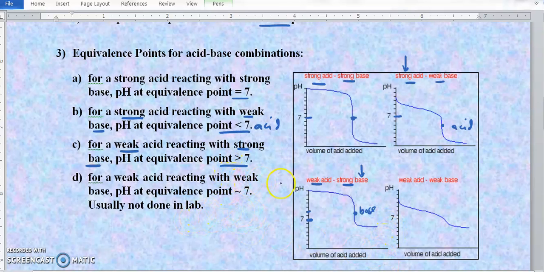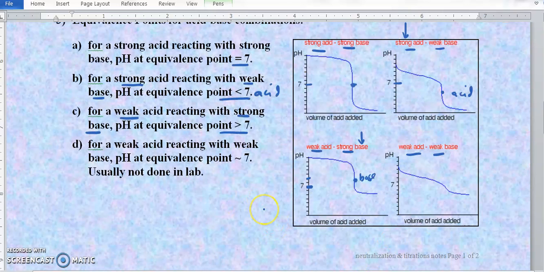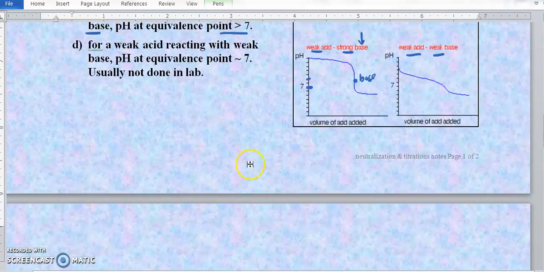There is another combination of weak acid, weak base, and usually we don't do titrations of them. The graph doesn't look very good. It doesn't help you determine the molarity of it. You have to find another way. But for these three combinations, that's how it works.